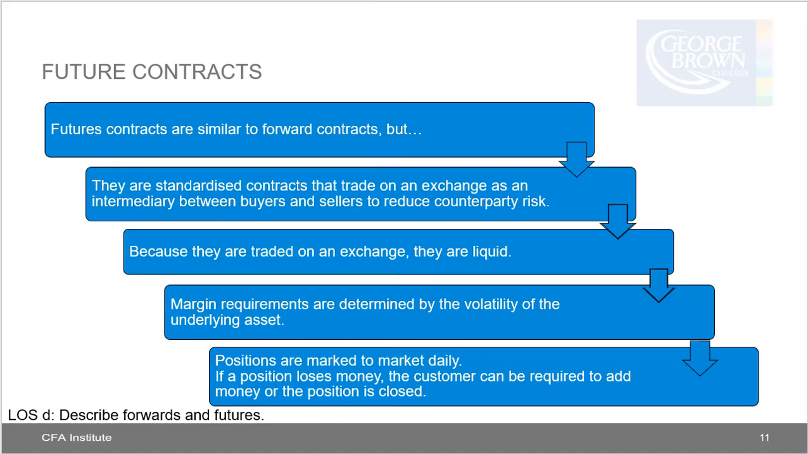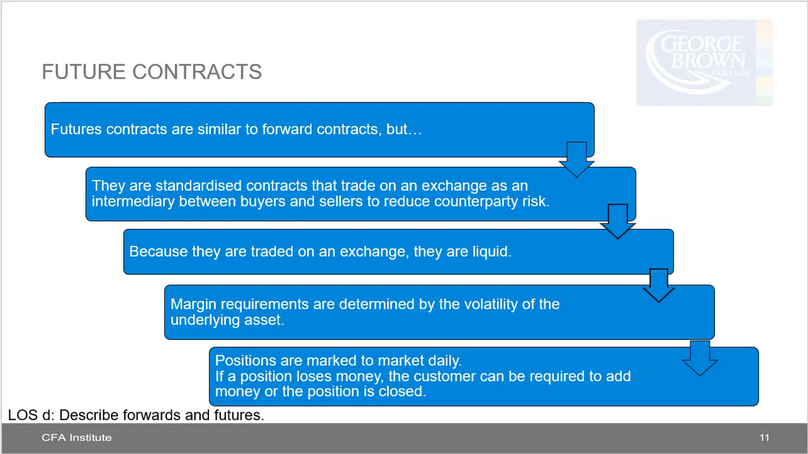Now we're moving on to futures contracts. And futures contracts are similar to forward contracts, but there are a couple of differences. Okay, number one, futures contracts are standardized contracts that trade on an exchange, and the exchange acts as an intermediary between buyers and sellers to reduce counterparty risk. The buyers and sellers do not necessarily know who is on the other side of the contract. Because the contracts are traded on exchanges, they are liquid, and it is possible for a buyer or seller to close out a position by taking the opposite side. In other words, the buyer of a contract can sell the same contract, and the seller of a contract can buy the same contract, and then the position has been closed out, okay?